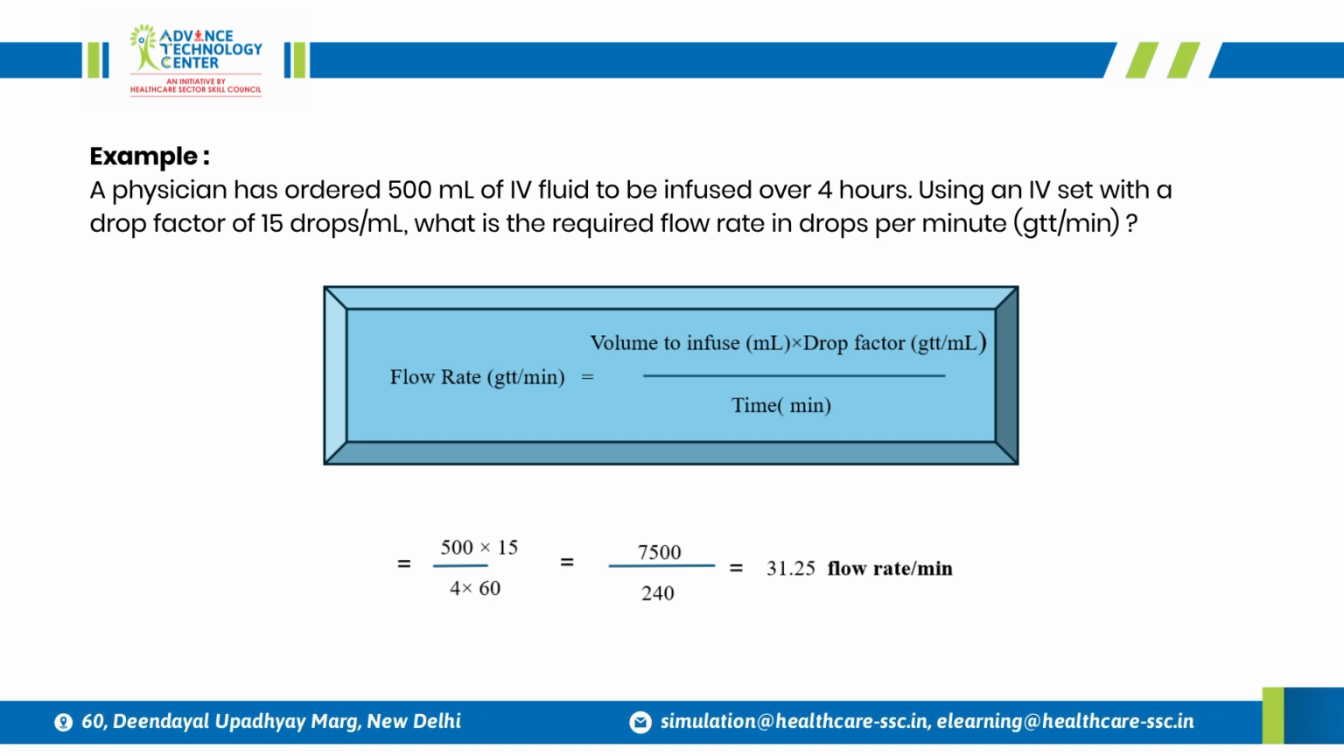Now convert time to minutes. 4 hours times 60 equals 240 minutes. Finally, divide. 7,500 over 240 equals 31.25 drops per minute. In practice, you would run it at about 31 drops per minute, rounded to a whole drop.